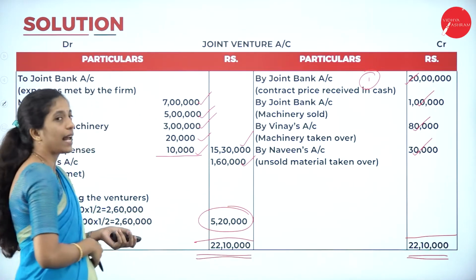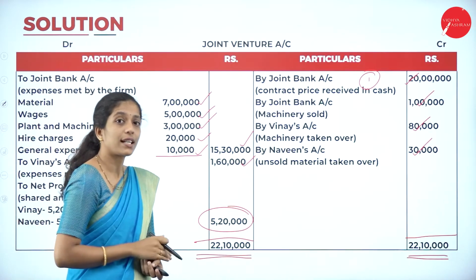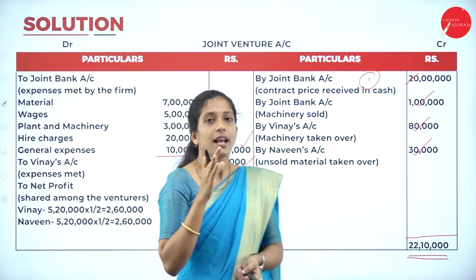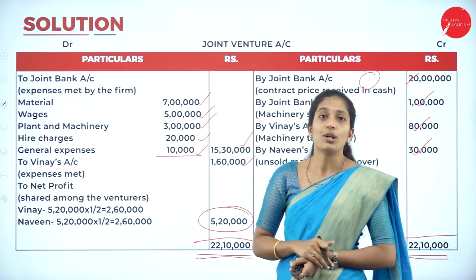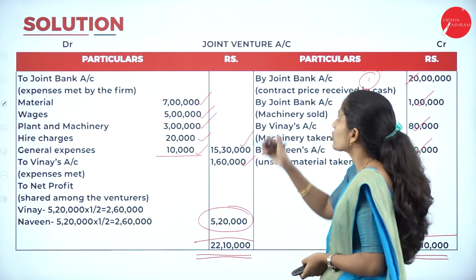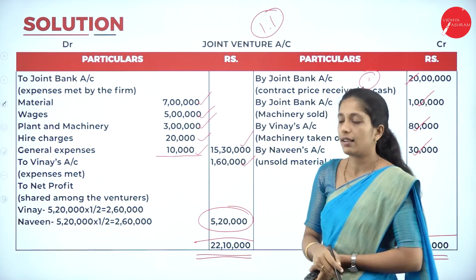Now what is this 5,20,000? Since the credit side is more than the debit side, it means it is net profit. And net profit has to be distributed among the venturers, in their profit sharing ratio. Here they have told they are going to share equally, in the sense a 1:1 ratio.